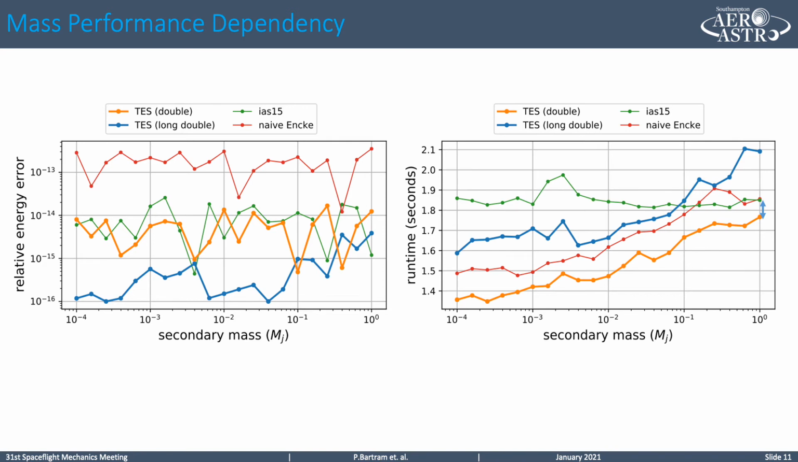Applications in astrodynamics typically have a mass ratio smaller than that of Mercury to the Sun, which means that the efficiency gains are the second reason that we think that astrodynamics problems are a great application domain for TESS.